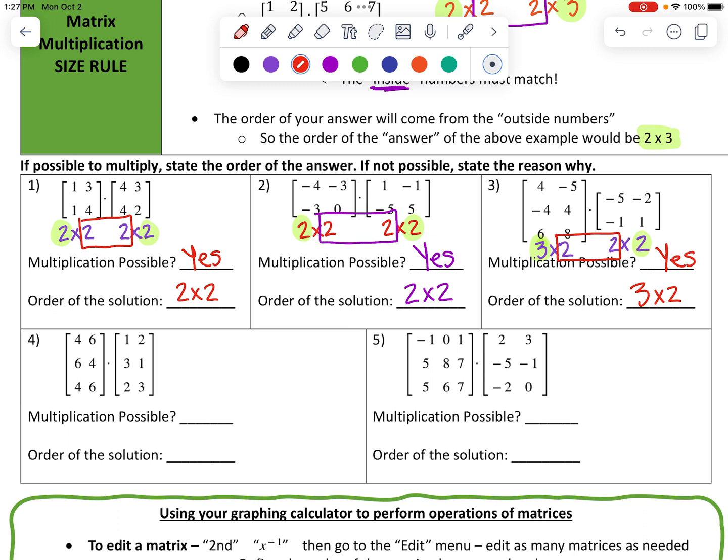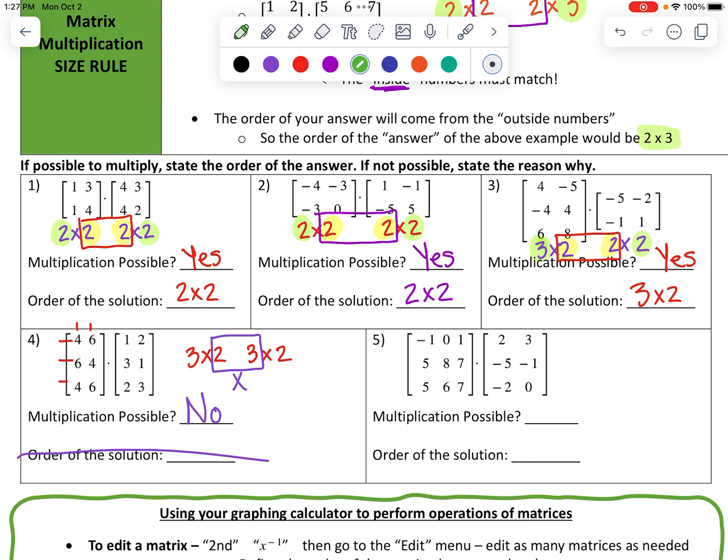All right, on to number 4. It is a 3 row, 2 column matrix, and the second one is also a 3 row, 2 column matrix. If we look at our inside numbers, they do not match. So multiplication is not possible, and we won't even have a solution. In all these others, my answers have matched inside the boxes, 2 and 2, 2 and 2, 2 and 2. But here it's a 2 and a 3, which does not match, so we cannot multiply.